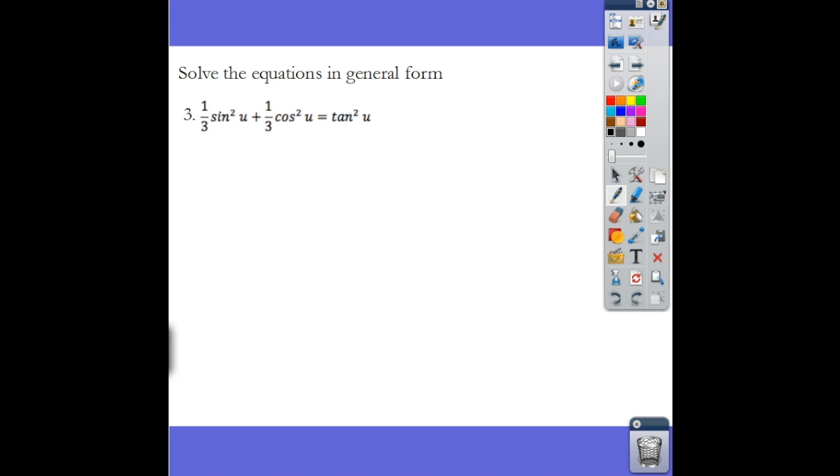So let's look at one more equation in the general form. This one is 1/3 sine of u plus 1/3 cosine squared of u equals tangent squared u. When solving trig equations, they all need to be with the same trig function. So looking at this, you should be able to tell that sine of u squared plus cosine of u squared is an identity with 1, and they both share a common term, 1 over 3, so you can factor that out and have 1 over 3 times sine of u squared plus cosine u squared equals tangent of u squared.